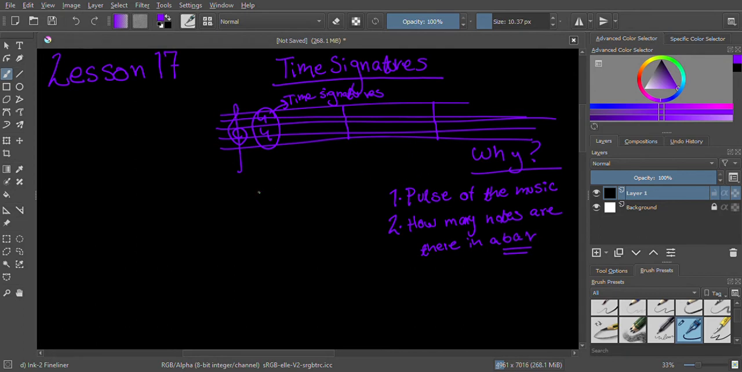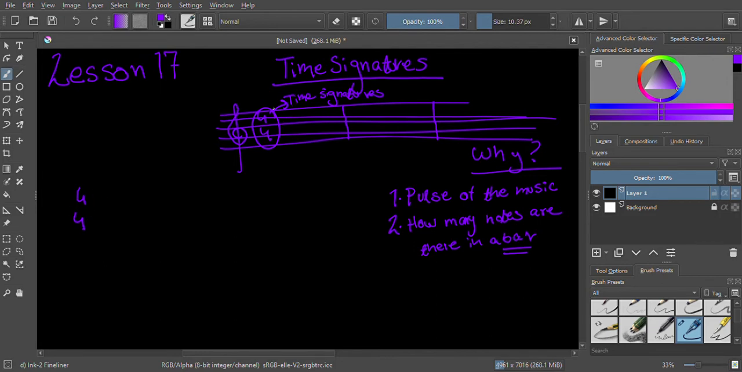Now that being said, let's try to break up what a time signature is. As I said, a time signature consists of two numbers and they're written one on top of the other. So you have one number at the top, one number at the bottom. There is no line between the numbers. This is a common misconception. There is no line between the numbers.